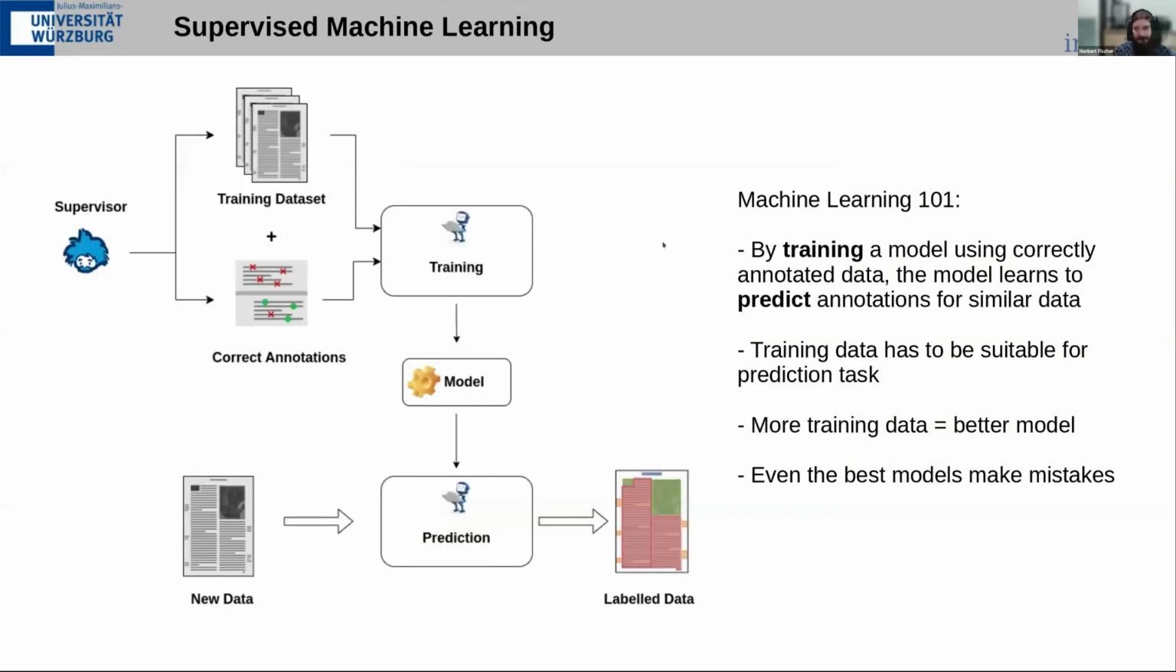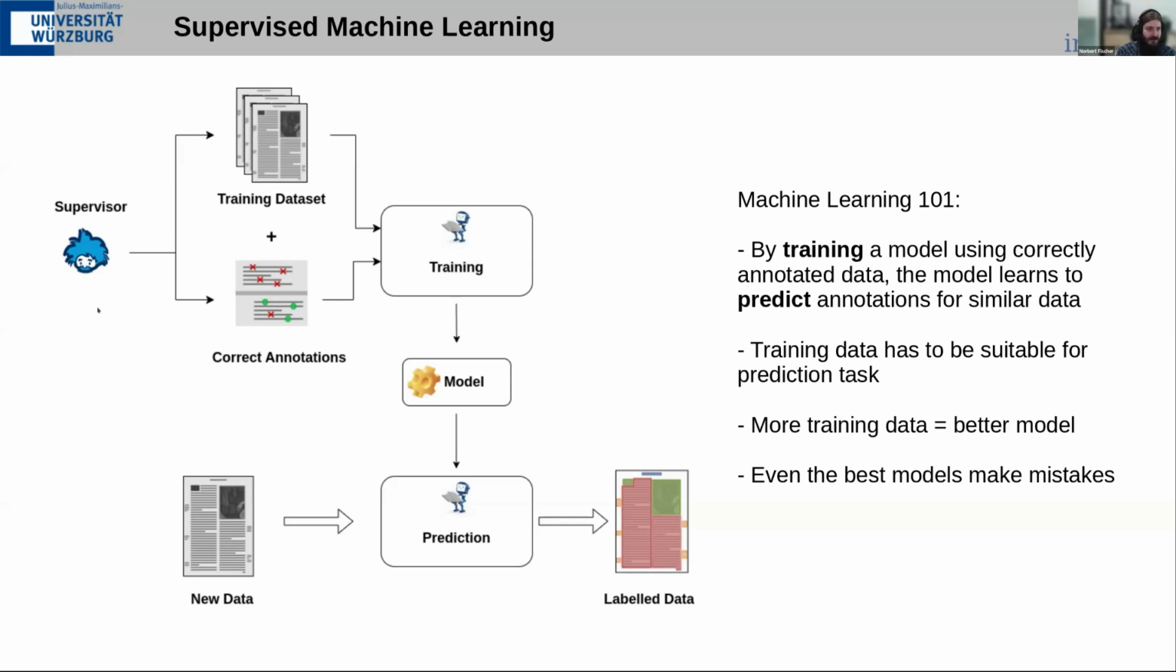Let's have a quick look at how this machine learning process works. First of all, we have to start with a training data set. In our case, these could, for example, be a collection of page images. And for this training data set, we also need correct annotations, for example, baseline annotations. This data set and the correct annotations are typically created by a supervisor, which is, for example, a human annotator.